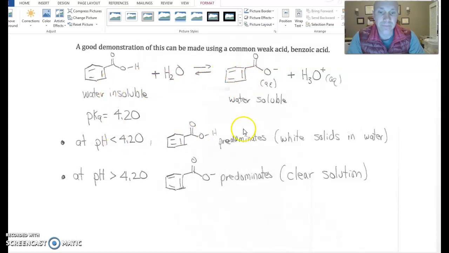So it's a really good way to demonstrate that, because you have a very good visual indication of which one of the forms exists. So hopefully that makes sense, and we are going to move on to acid and base neutralization.